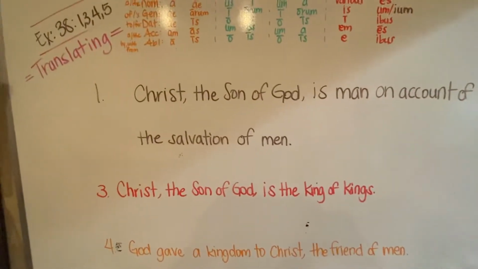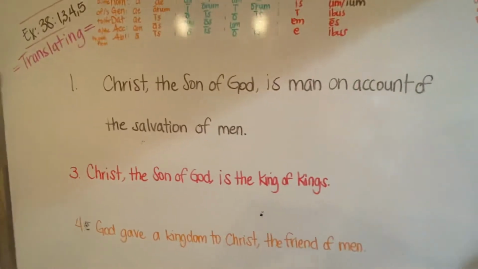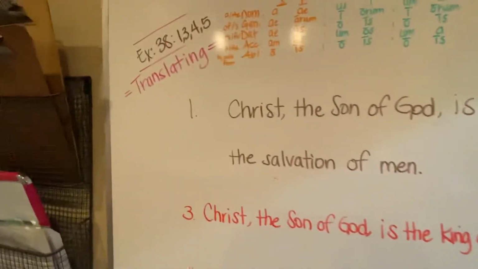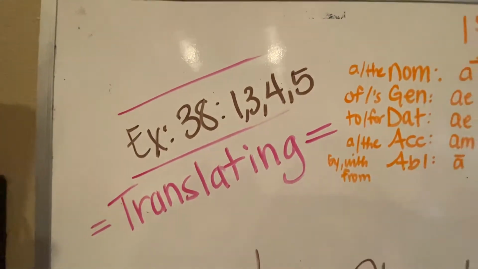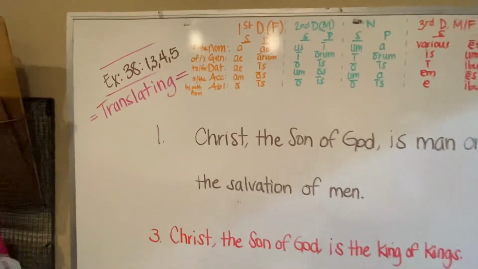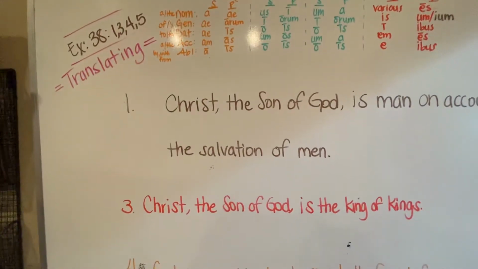Okay, we're going to be looking at page 41 in the purple book. It's at the top, exercise 38. I'm going to cover translating numbers 1, 3, 4, and 5. And this is the lesson that comes just after the introduction to appositives.